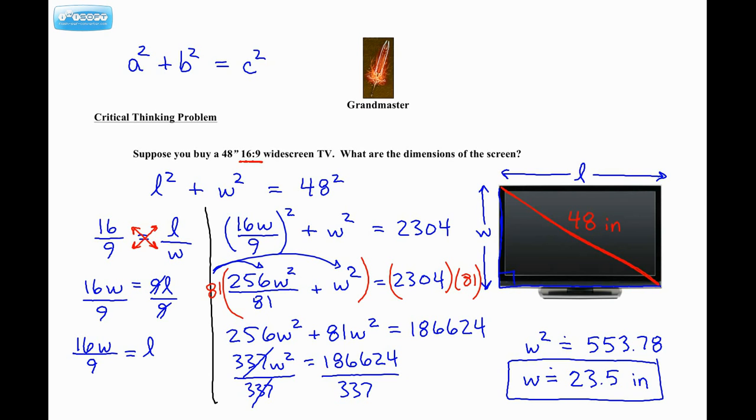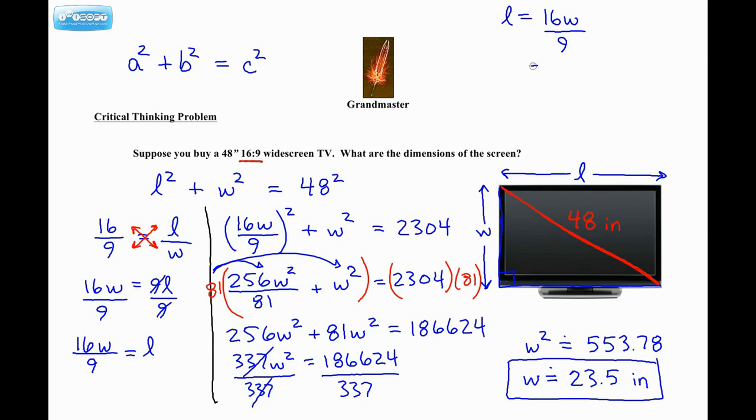We're not quite done because the question asks for the dimensions, so we need to find the length as well. So we're going to do that, but that's pretty easy. Okay. So from down here, remember we can use this relationship to go back and forth between the width and the length. So we said that the length is always 16 times the width divided by 9. But the width we now know. We just worked that out. So I'm going to replace W with 23.5.